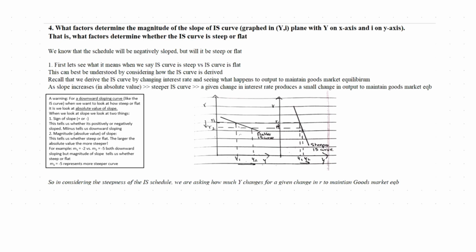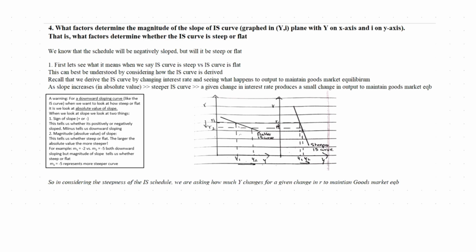So both are downward sloping, but the steeper one is going to be the one with the slope -5, because the absolute value of -5 is 5, the absolute value of -2 is 2, and 5 is greater than 2, right? So over here, if these slopes corresponded to these two IS curves, then M2 is -5 would be this one, and M1 is -2 would be this one. So just remember, whenever you're looking at a downward sloping curve like the IS curve, when you are looking at how steep or flat it is, you're focusing on the absolute value of the slope, ignoring the minus sign. The minus sign is there just to tell us it's downward sloping. When you want to talk about which one is flatter, which one is steeper, we just compare the magnitude or absolute value of the slope.